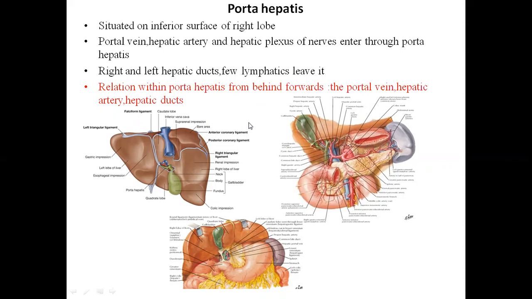So the structures in the porta hepatis are arranged in this particular way. That means the most posterior structure would be portal vein, then the hepatic artery, then the hepatic ducts. So this is a relation of porta hepatis, relation of structures in the porta hepatis.